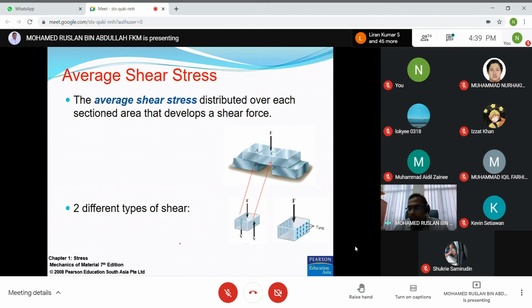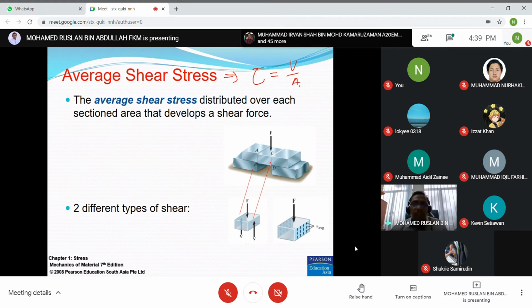we go to the second part. We just finished discussing the average normal stress. So we go to the second part, what we call average shear stress. Average shear stress equal to tau. Tau equal to V over A. V is the shear force, A is the cross-sectional area.